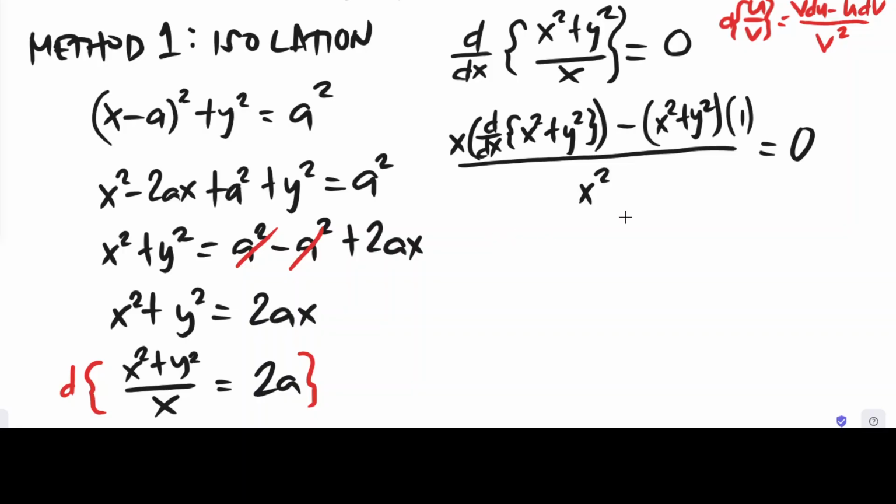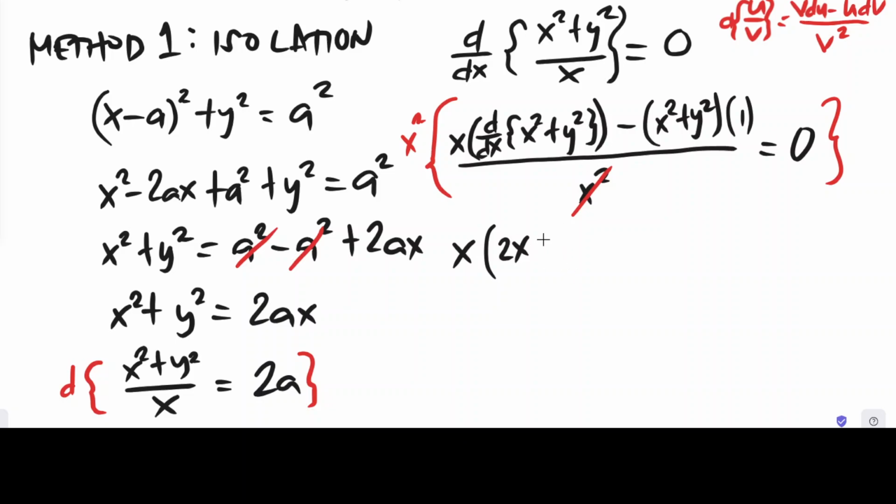Okay, as well as when we cross multiply x squared to both sides, now x squared here will be cancelled, but on the other side it will be equal to 0. So we will be left here with x times the derivative of x squared plus y squared in terms of x. Now the derivative of x squared in terms of x, this will be 2x.